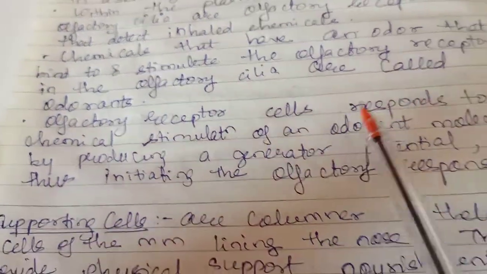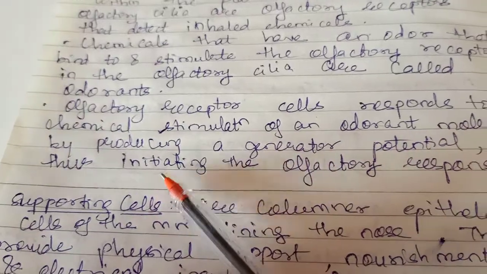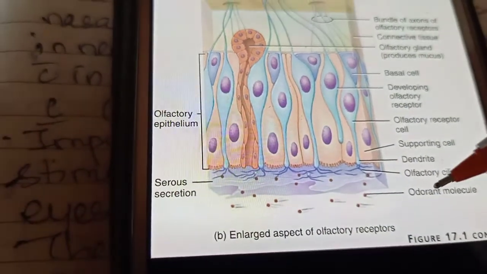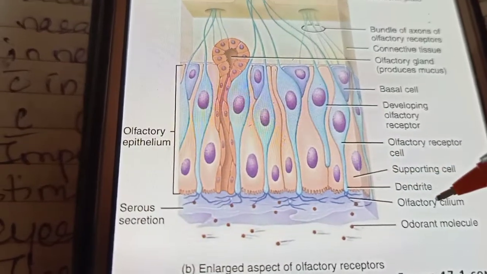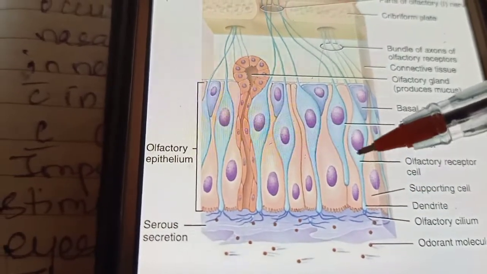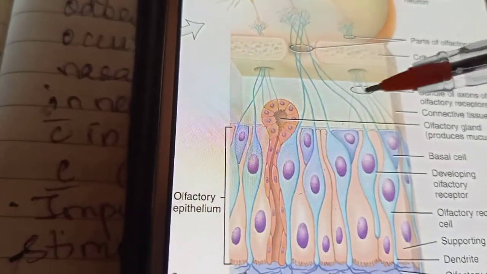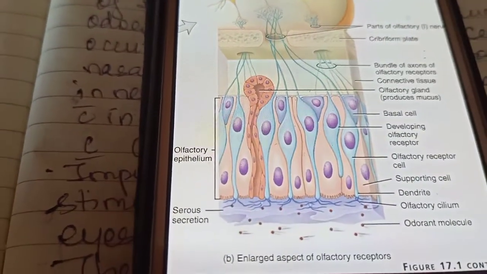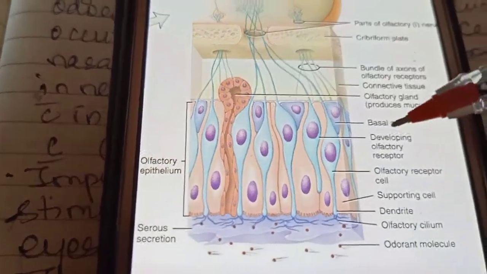Olfactory receptor cells respond to the chemical stimulation of the odorant molecule by producing a generator potential, thus initiating the olfactory response. So what will happen? The odorant molecule will bind to and stimulate the olfactory receptors in the olfactory cilium, and then the stimulation will pass to the olfactory receptor cell and go upwards to the olfactory bulb. Okay, clear? So this is about the olfactory receptor cell.